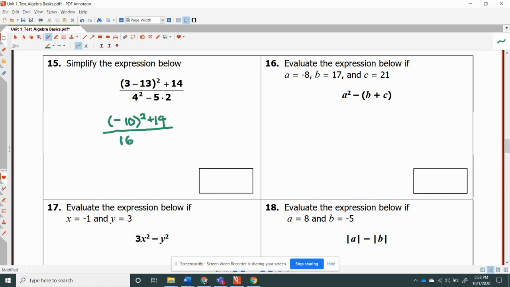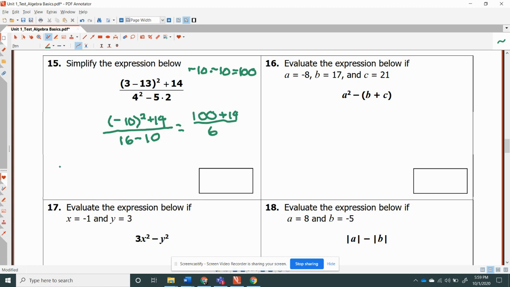And fraction bar, 4 squared is 16. Now we can go ahead and do that 5 times 2, which is 10. 16 minus 10. Okay, so now we have 100. Because -10, I'll write that up here, sidebar, -10 times -10 is positive 100. Negative times a negative is a positive. So 100 plus 14 over 16 minus 10, which is 6.